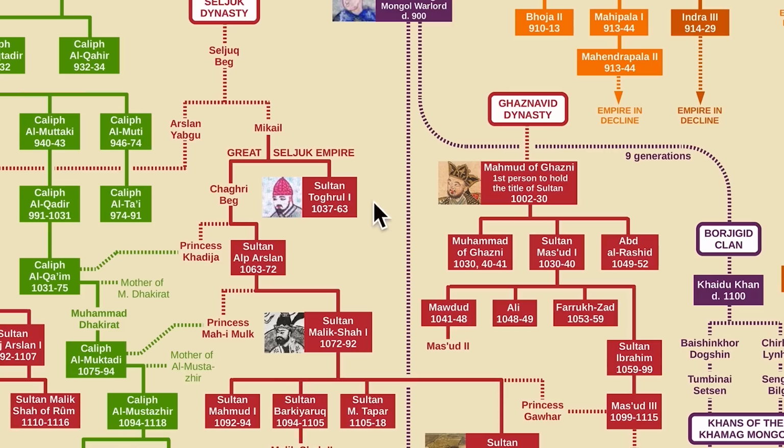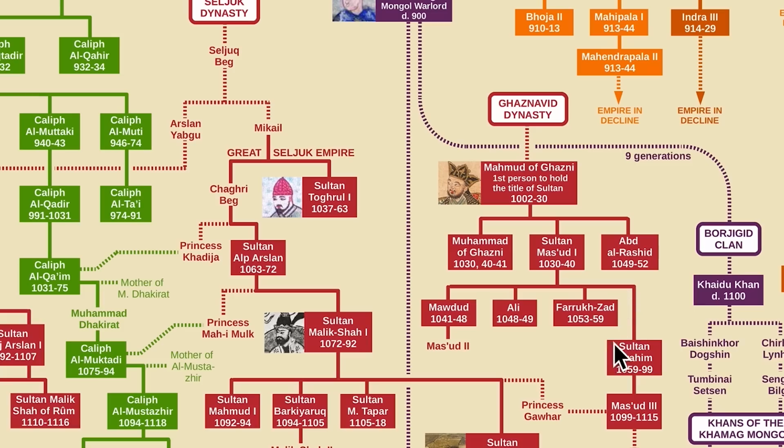And this is where the term sultan comes in. The word means strength or protector, and it came to be used by Islamic leaders that were more powerful than the caliph, but technically still below him in rank. So the first person to use the title Sultan was not a Seljuk. It was Mahmud of Ghazni, founder of the Ghaznavid dynasty.